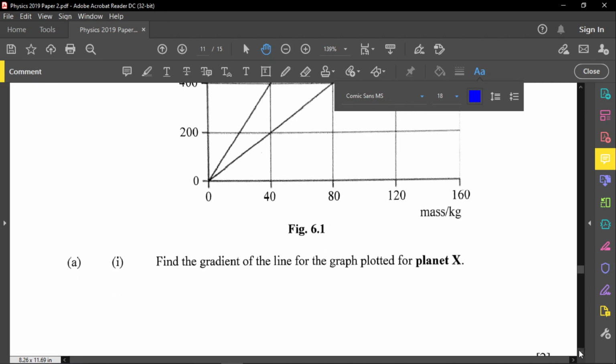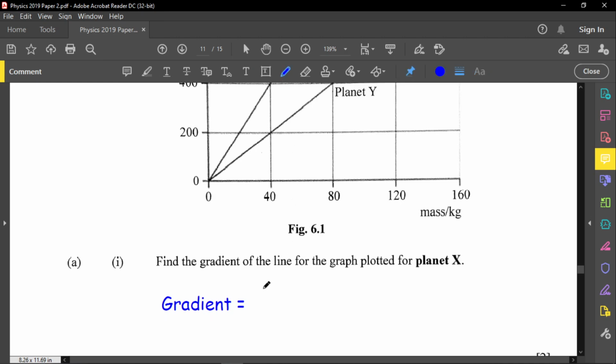So find the gradient of the line for the graph plotted for planet X. Let's find the gradient for planet X. Just remember what gradient is equal to. When you want to find gradient, it is always the change of y over change of x. Now remember, some people used to talk about rise over run, but we don't like that. We like change of y over change of x.